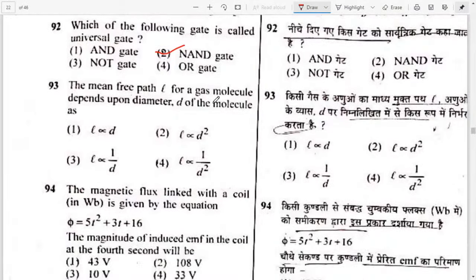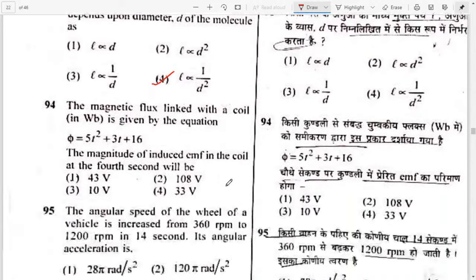Next, question number 93. The mean free path L for a gas molecule depends upon diameter D of the molecule as L proportional to 1 by D square. Option number 4 is the correct option students.